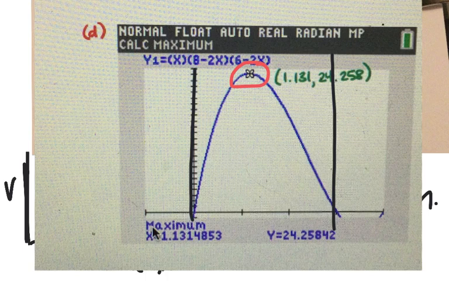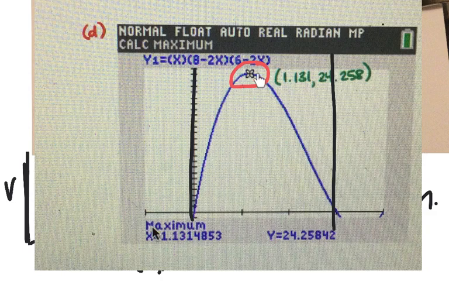And you can see here from the graph, they've got 1.1314853 is the x value, and 24.258 is the y value. So what that means is the maximum volume that the box can be is 24.258 cubic inches. And in order to get that max volume, I need to cut a side length of 1.131 inch squares from each corner.